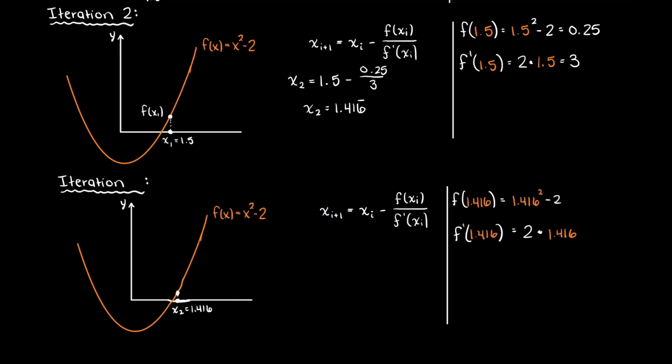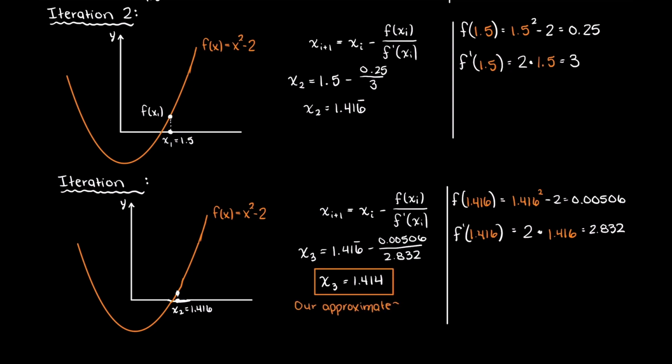Let's just evaluate our function and the derivative at 1.416. This gives us 1.414, which is really close to the real root of this function, which is great. So, as you can see here, this method of root solving is quite a bit faster than many of the closed root finding methods that we examined previously.